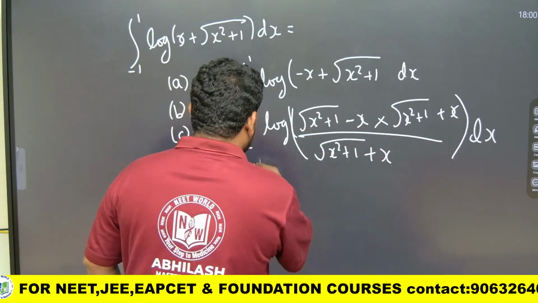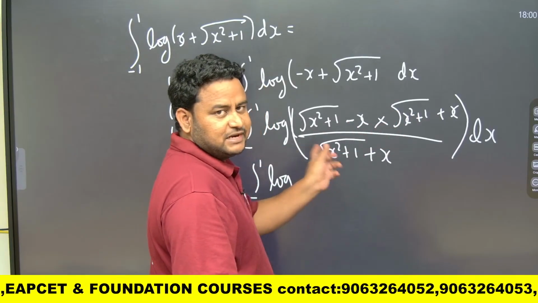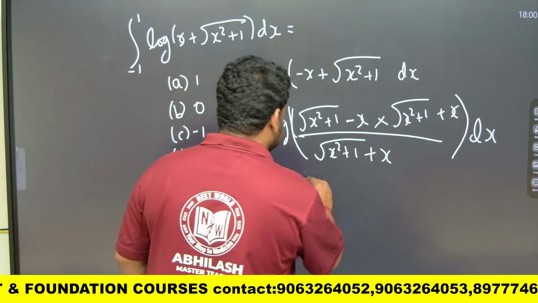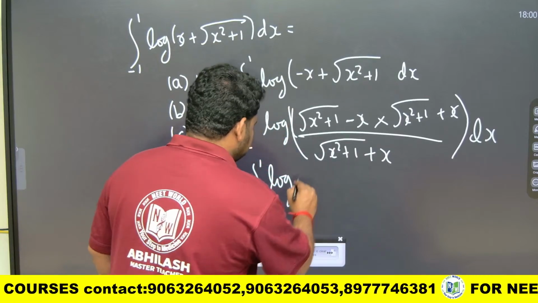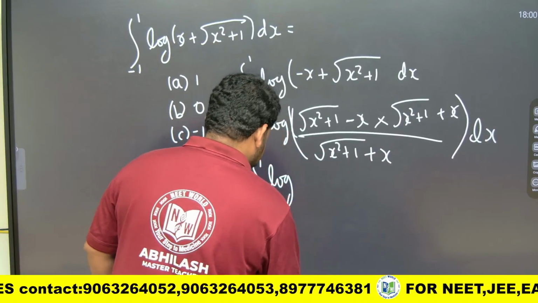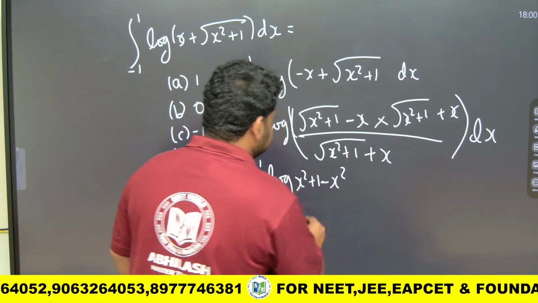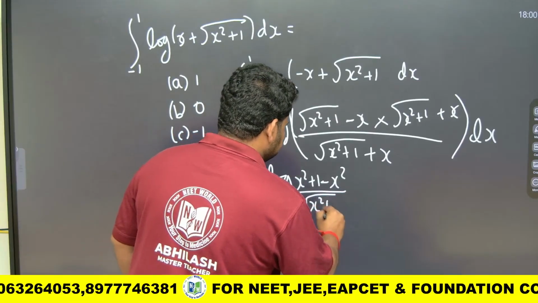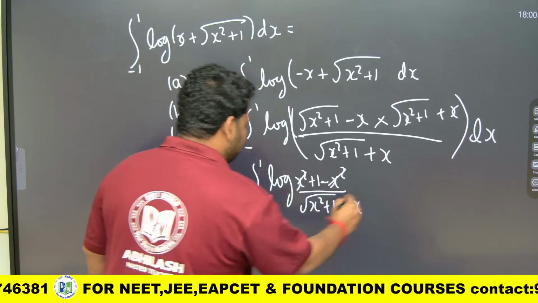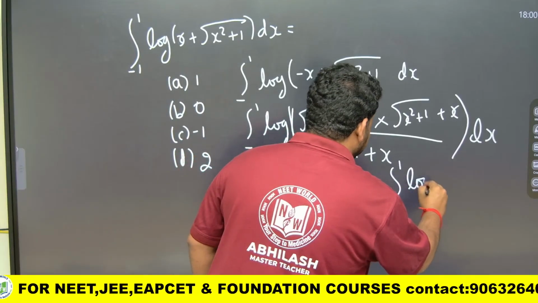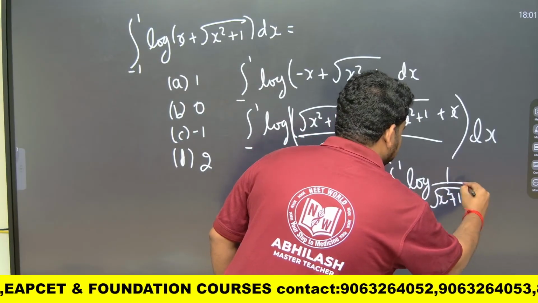So this becomes integral from minus 1 to 1 of log of x square plus 1 minus x square, that is a minus b into a plus b is a square minus b square, divided by square root of x square plus 1 plus x. What happens here? x square minus x square cancels. So I'll have minus 1 to 1 of log of 1 by square root of x square plus 1 plus x.